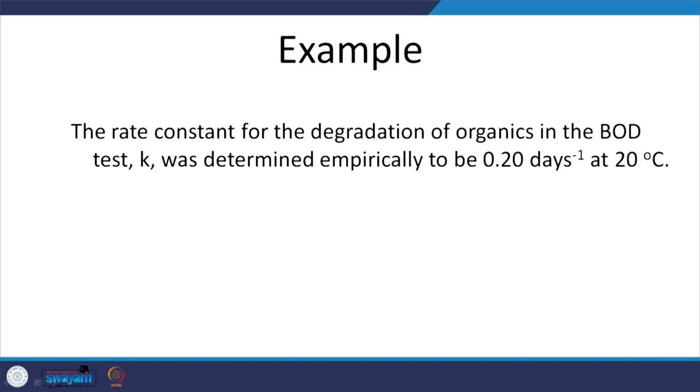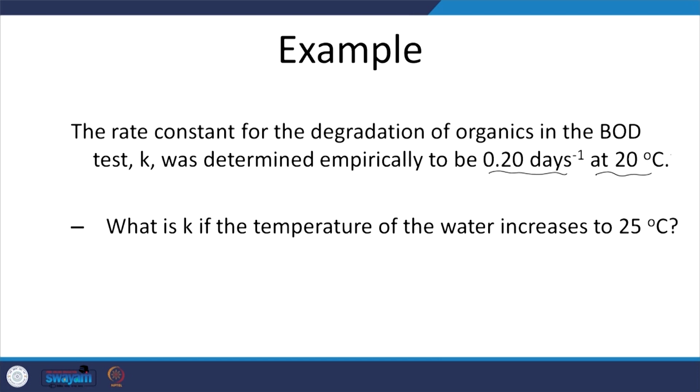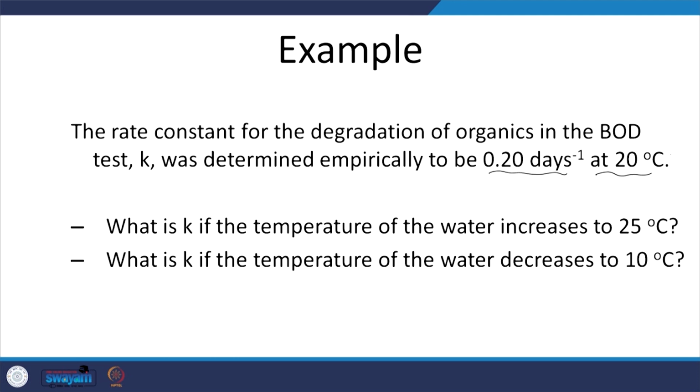The rate constant for the degradation of organics in the BOD test, K, was determined empirically to be 0.2 per day at 20 degrees centigrade. So if I increase it to 25, what will the K be? If I decrease it to 10 degrees centigrade, what will the K be? Why is this relevant? As I mentioned, in the summer the degradation kinetics is going to be faster, and in winter or even in the colder regions, you are going to have relatively slow kinetics. Let us try to see. It is just plugging it in, so we are not going to spend much time.